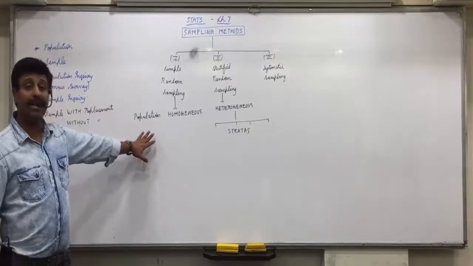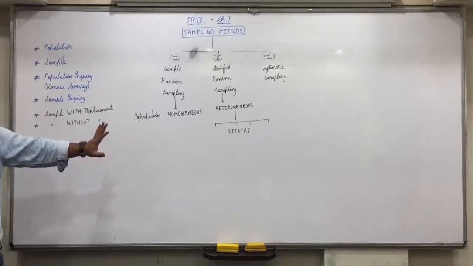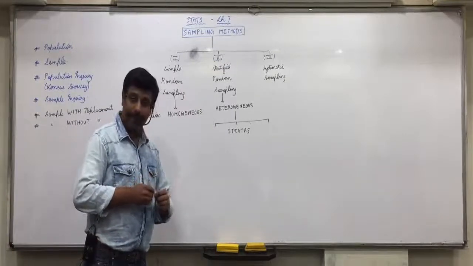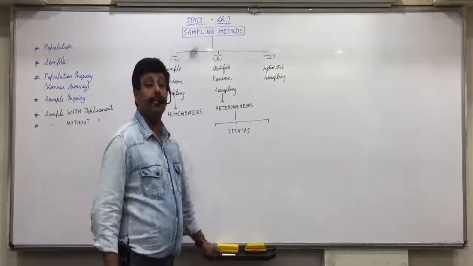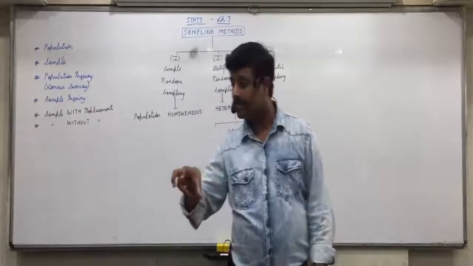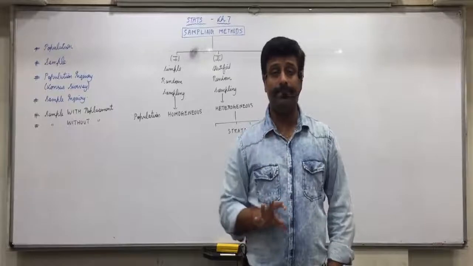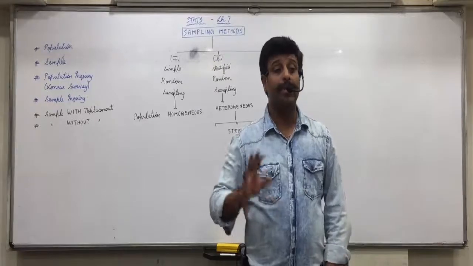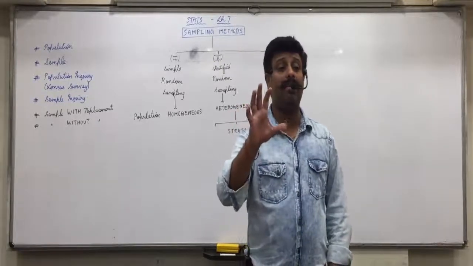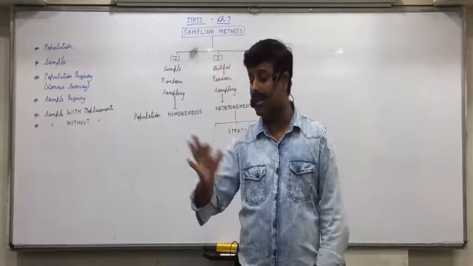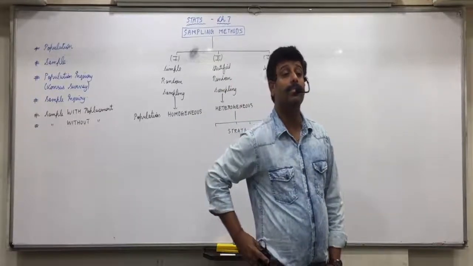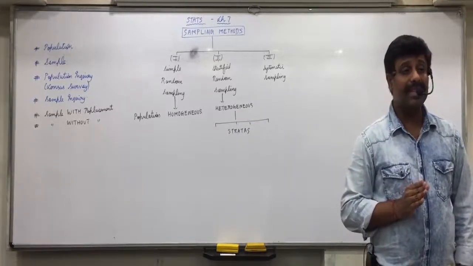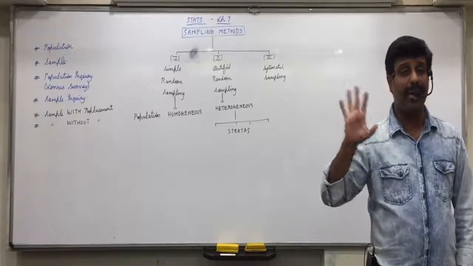So when do we do simple random sampling? When the population is similar, homogeneous, and stratified when the population is heterogeneous. Okay. And systematic means you pick up any number. See, I'll give you an example. Suppose there are 70 and I want to select 9 students. So first of all, 70 divided by 9 is how much? 7 point something. Let us say round it off to 8.